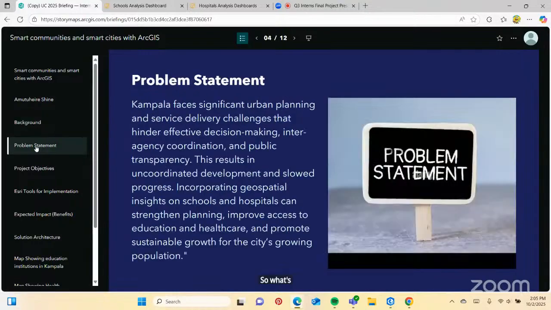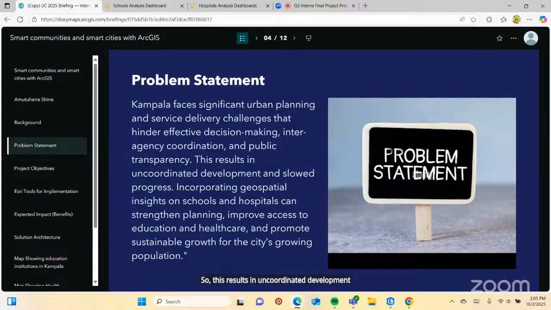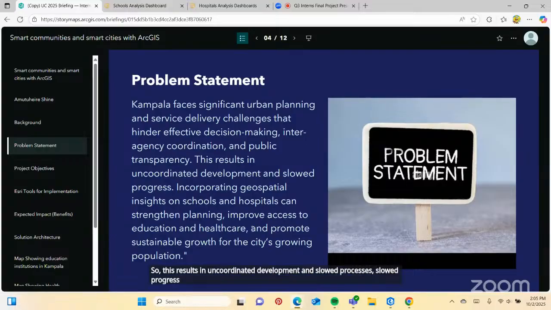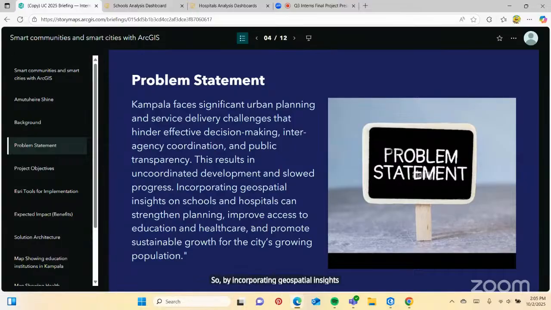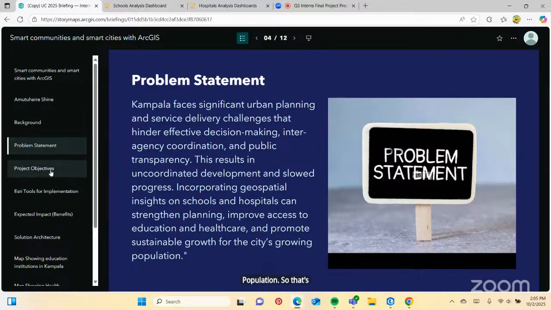So what's the problem statement that made me tackle this? Kampala faces significant urban planning and service delivery challenges, and this hinders effective decision making. This results in uncoordinated development and slowed progress. By incorporating geospatial insights on schools and hospitals, it can strengthen planning and improve access to sustainable growth of the city's population. So that's the problem statement.